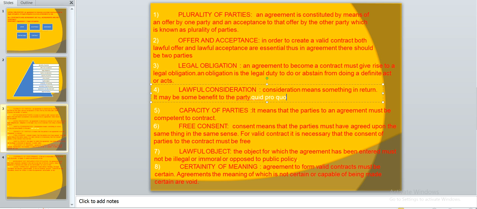Okay, so the next one is free consent. There needs to be no threat or blackmail of any kind. Such things are not to be done in the contract. It needs to be free. Consent means the parties must have agreed upon the same thing in the same sense. Whatever they have agreed, that needs to be in the same sense, with the same perception. For a valid contract, it is necessary that the consent of the parties be free. And the famous case for this free consent is Ranganayaki versus Alwar Shetty.